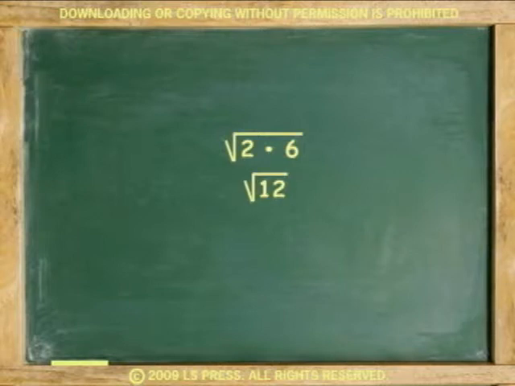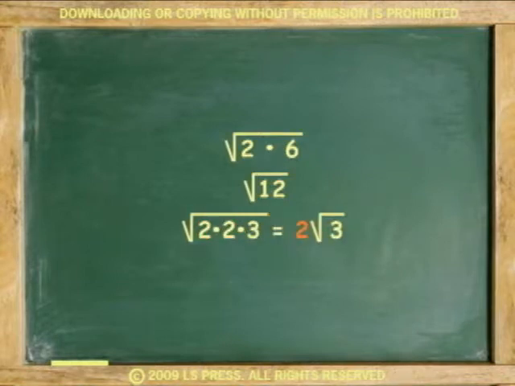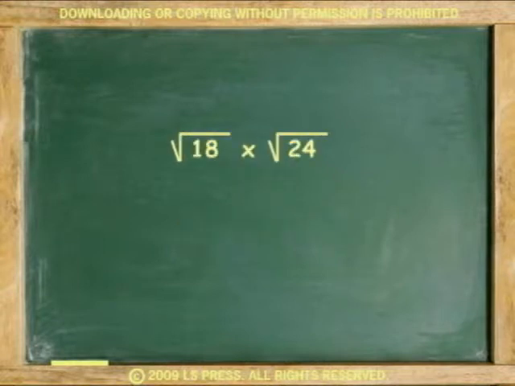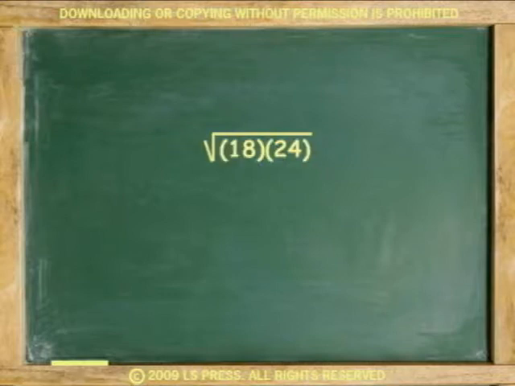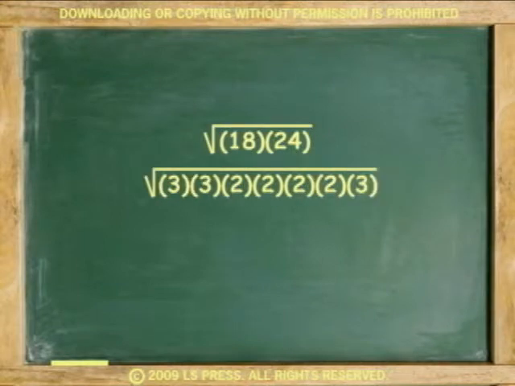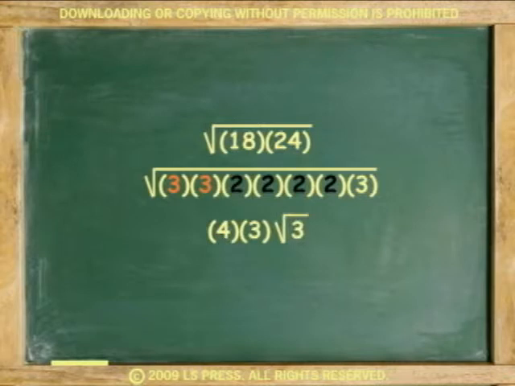And the primes of 12 are 2, 2, and 3. Because you have a pair of 2's, the 2's come out, and the 3 is left behind. Another example, radical 18 times radical 24. Both under the same radical. Find the primes. 2 3's and 4 2's. Outside, 4 times 3. Inside, 1 3 left.